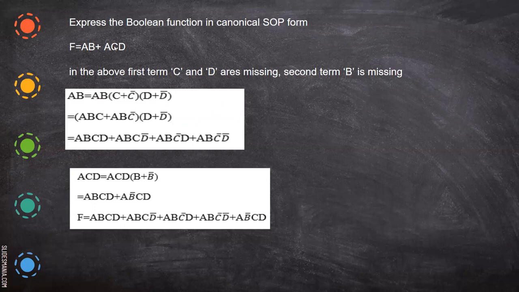Now in ACD, we miss B, so B plus B bar, you expand it. Finally, you combine this and write. Here 1, 2, 3, 4, 5: 5 terms are there. Whereas here 1, 2, 3, 4, 5, 6 terms are there. Why? Because ABCD is repeating, so we write it once. That is why it is 5 terms.